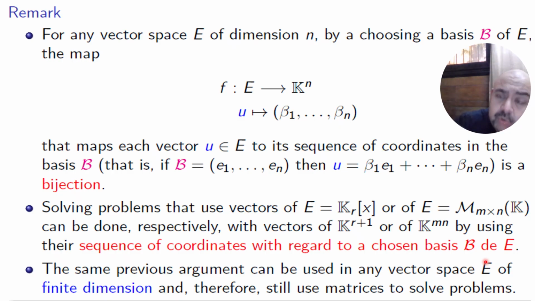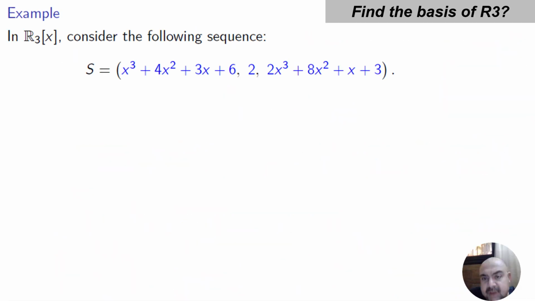And those E1, E2, E3, E4 can generate any 2 by 2 matrix, belonging to the set of either real or complex numbers, just by multiplying by a set of coordinates alpha 1, alpha 2, alpha 3, alpha 4, belonging to K, either real or complex. The same previous argument can be used in any vector space E of finite dimension, and therefore we are still using matrices to solve these problems exactly. I believe we need an example to show you how it's going to be.